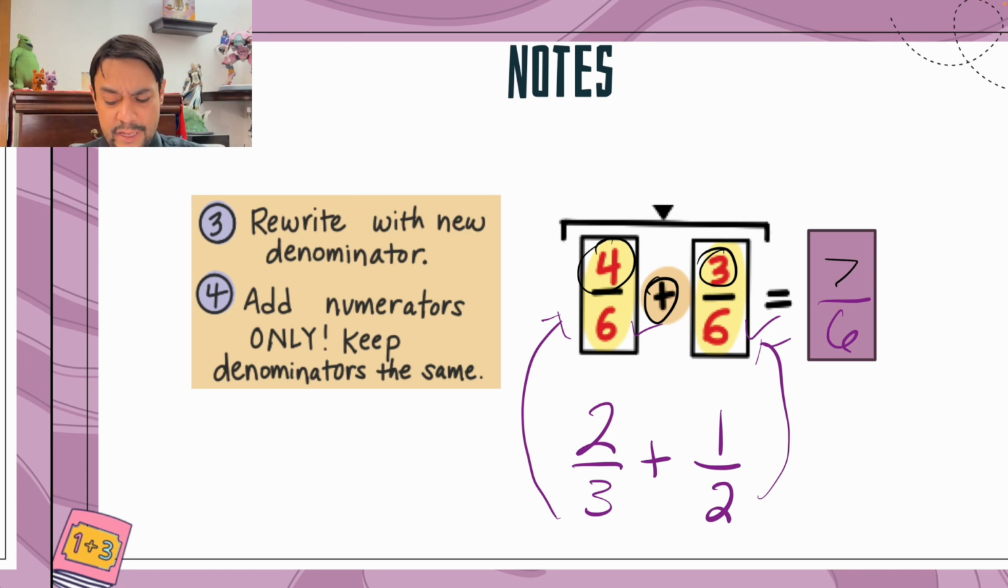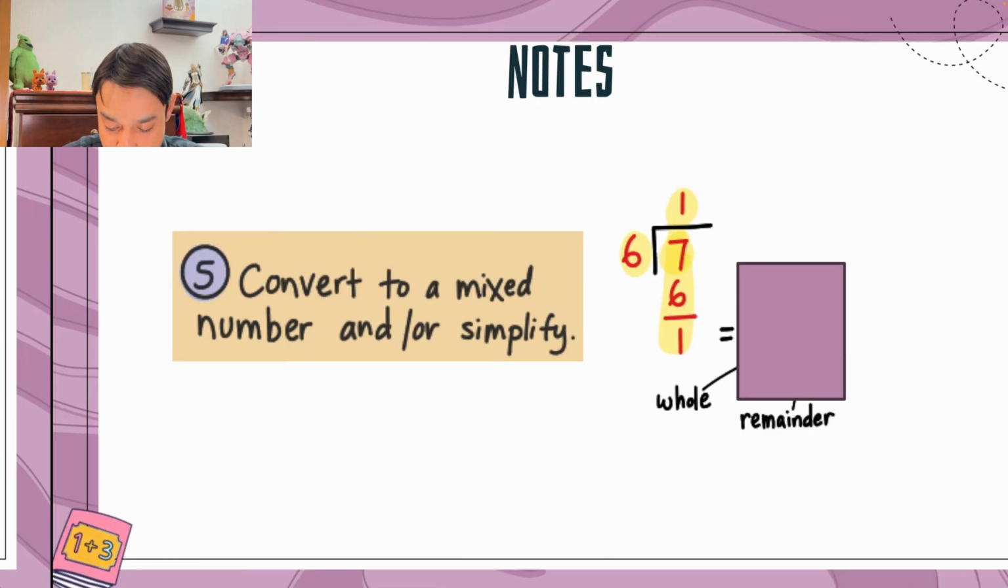Now some of you might be like, that don't look right. Are you sure about that? Well, yes, but remember our final step from the beginning. We might need to change it into a mixed number or simplify. So now that we have 7/6, that's improper. So we're going to have to change that into a mixed number. Because what this really is saying is that there's 6 parts per whole, but we have 7 parts. So we have more than a whole. So we're going to have to change that. Now we're going to change it into a mixed number.